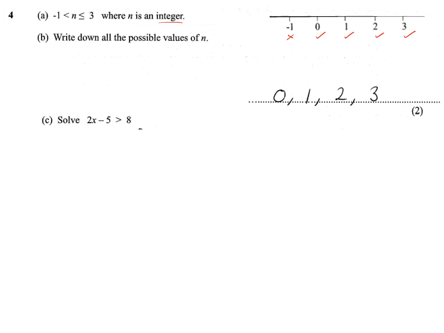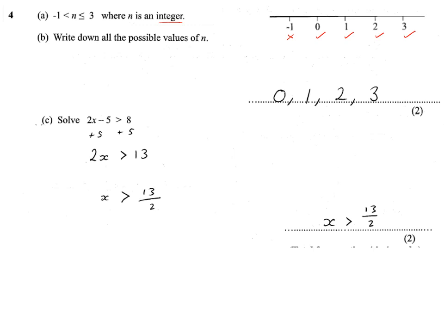Solving this inequality, I'm going to add 5 to both sides to give 2x greater than 13, then divide by 2. x is greater than 13 over 2, or we could write x is greater than 6.5, either of those answers.